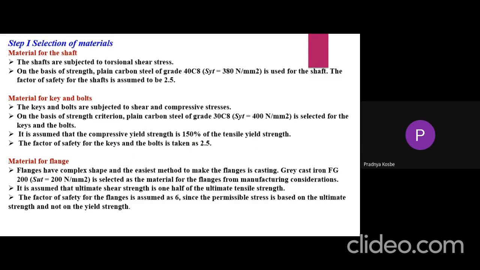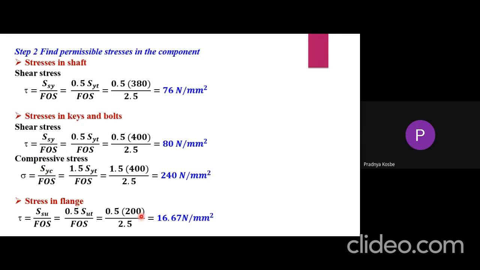So here it is 1.5 SYT divided by factor of safety. Put the values. Here we will get permissible compressive stress as 240 Newton per mm square.